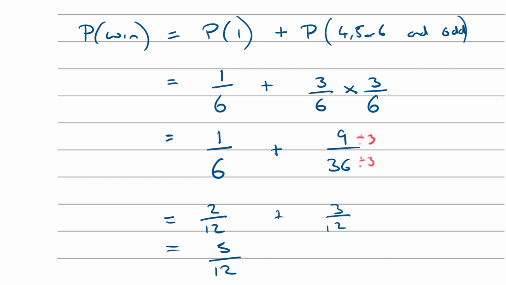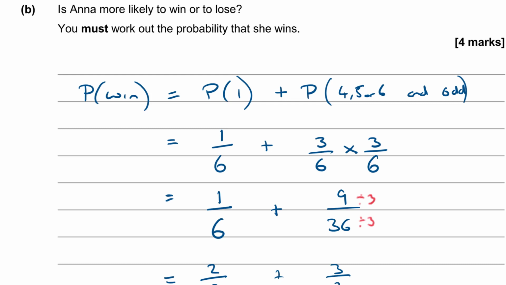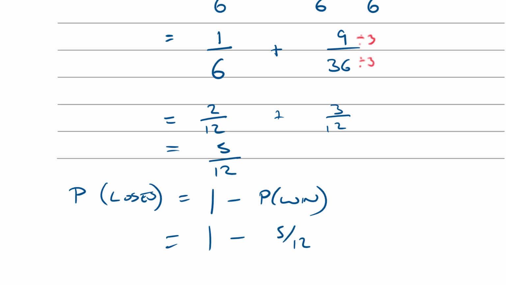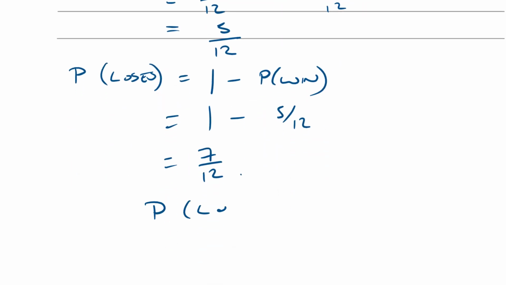Okay, so the probability of win is 5 out of 12. Remember the question: is Anna more likely to win or lose? Well, the probability that she loses is 1 minus the probability that she wins, isn't it? So that's going to be 1 minus 5 over 12, which is 7 over 12. So the probability that she loses is greater than the probability that she wins.